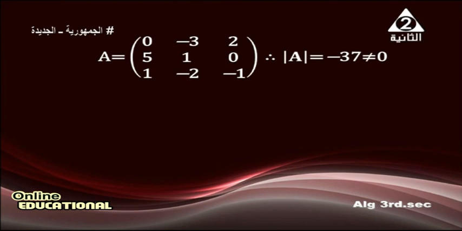Look at the coefficients of x, y, z. First row in the 3 equations: 0, negative 3, 2. Second row: 5, 1, 0. Third row: 1, negative 2, negative 1. Calculate the determinant by using a calculator or by hand. The determinant equals negative 37, not equal to 0. What does this mean? The matrix has an inverse.